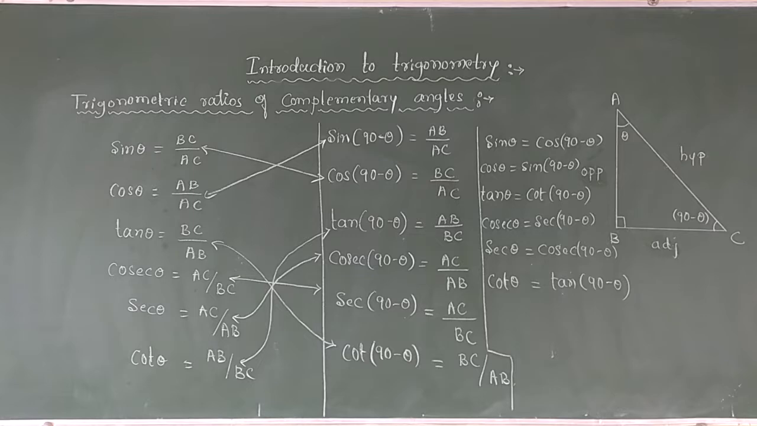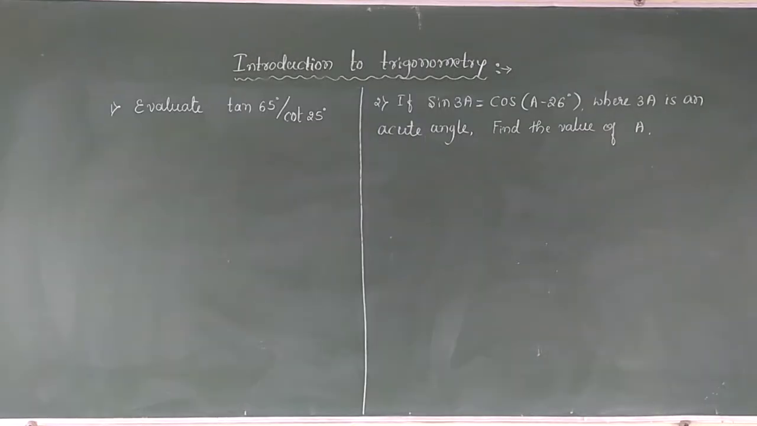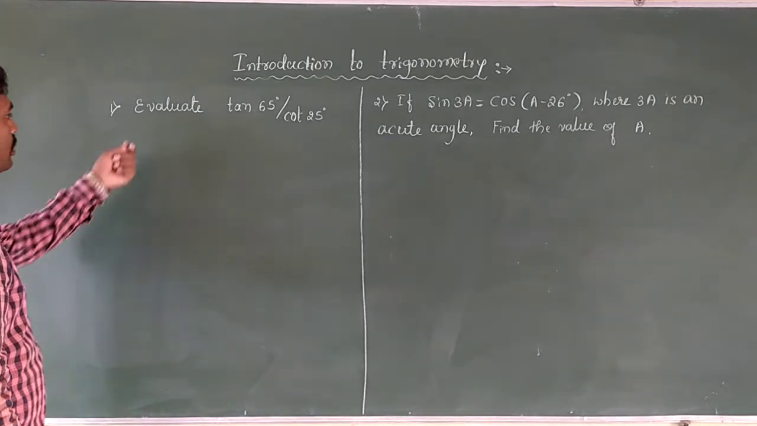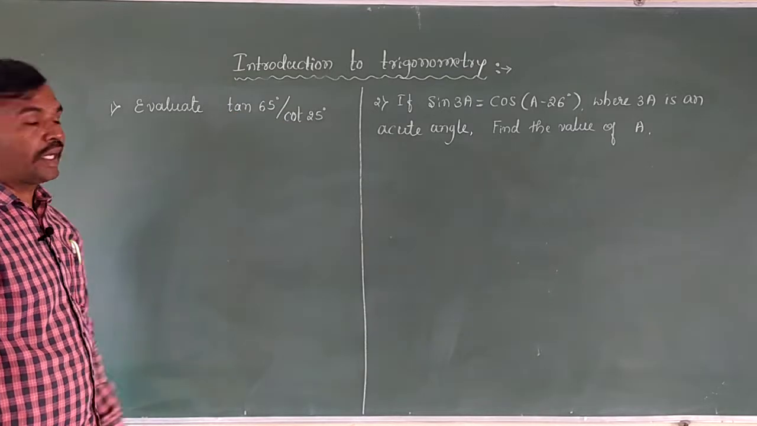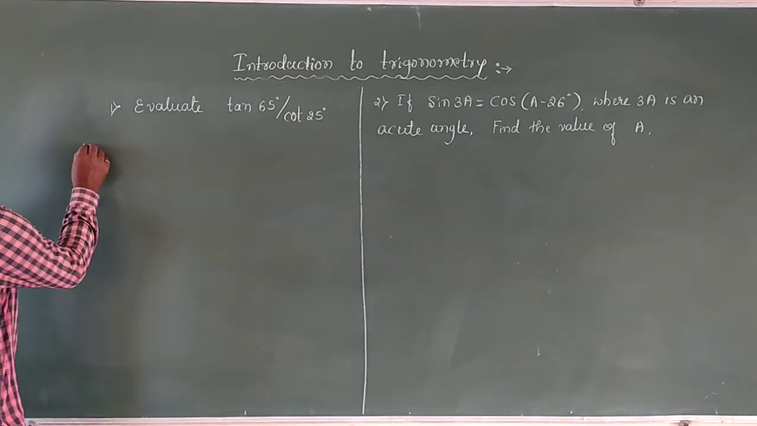Okay, children, let us discuss two simple problems on complementary angles of trigonometric ratios. Here the first problem is evaluate tan 65 degree divided by cot 25 degree. Let us find the solution for this one.